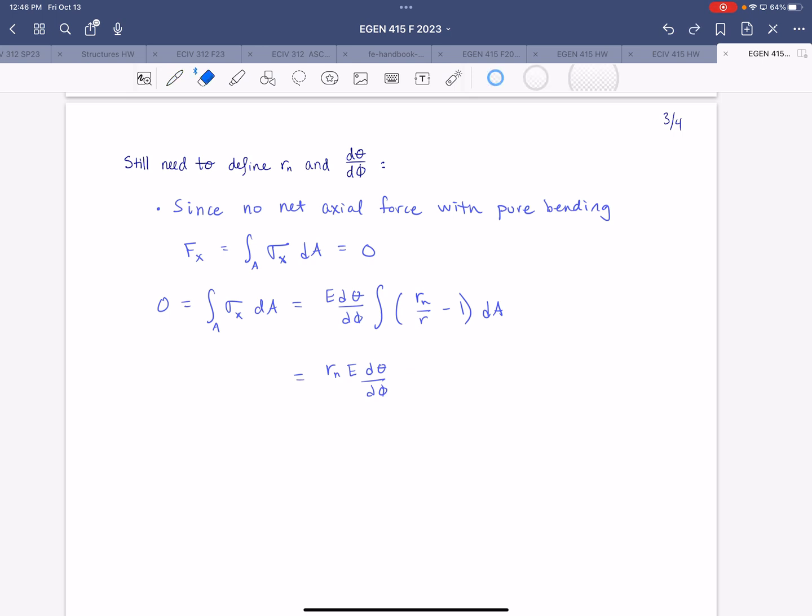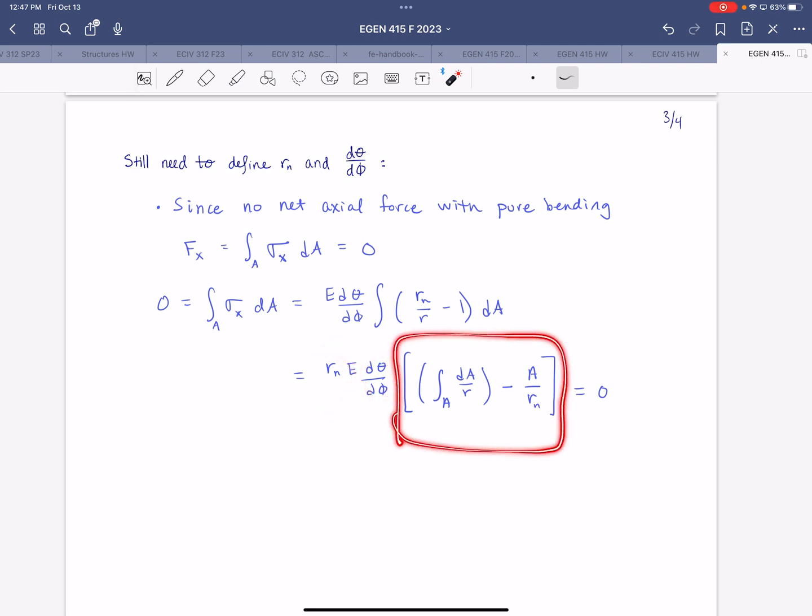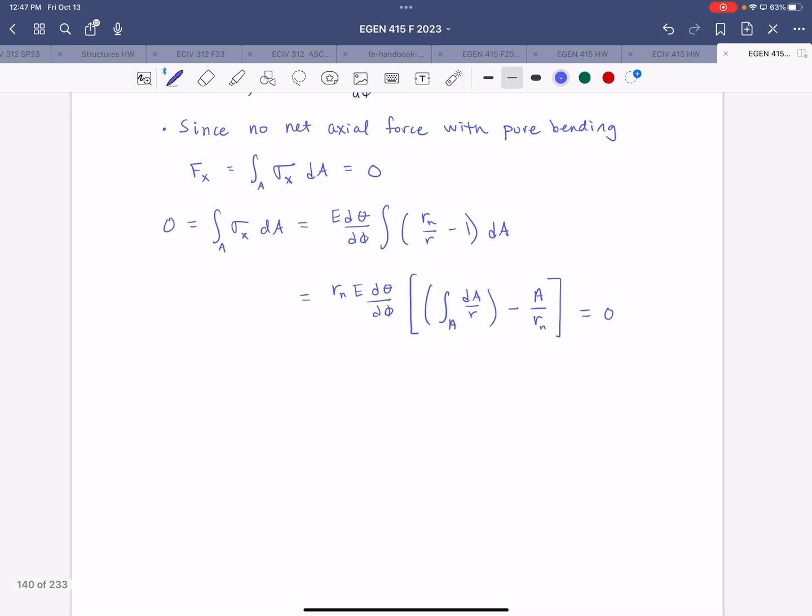Let's see. So this is actually going to expand a little bit. So now I'm going to have a square bracket and then a round bracket and then the integral over the area of dA over R. All right, so that's from this first term after bringing Rn out front. And then to account for the second term, we will have the area divided by Rn. That is equal to 0. Since we know that these are not equal to 0, that means this portion has to be equal to 0. So we can solve for Rn as the area of the cross-section divided by the integral over the area of dA over R.